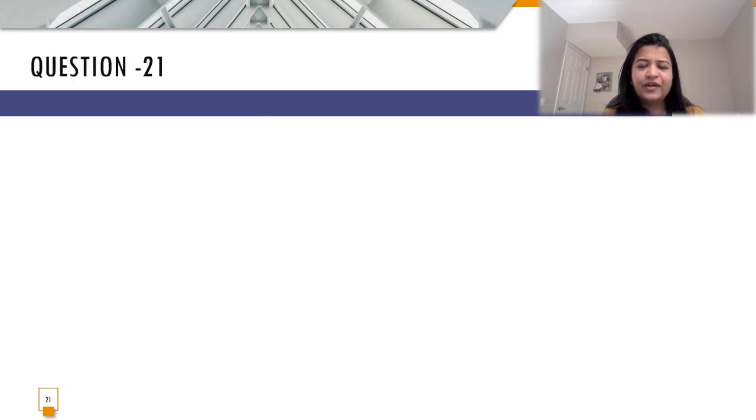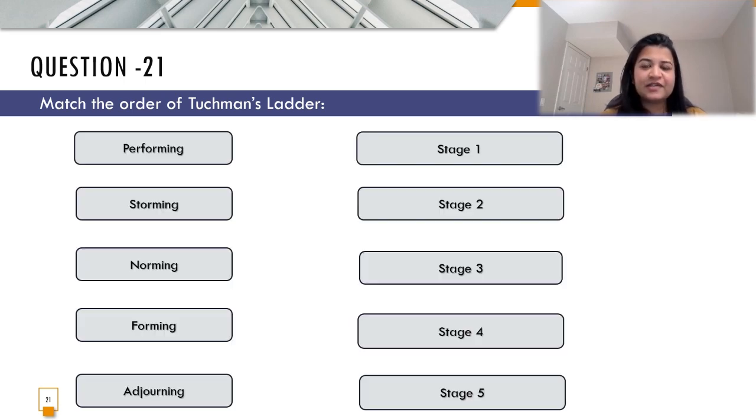Okay, so in question number 21, we are supposed to order Tuckman's ladder, that is the 5 stages that we have in Tuckman's ladder. Please remember that this question is always showing up in the exam. So make sure you understand these 5 stages that are a part of Tuckman's ladder development process. Let us start with the first stage. First stage, usually we go ahead and form the team. So that's where it's the forming stage.